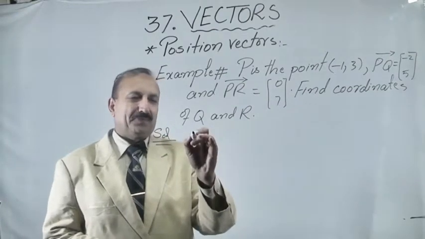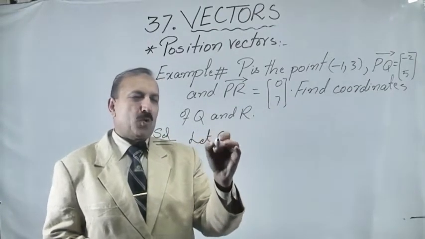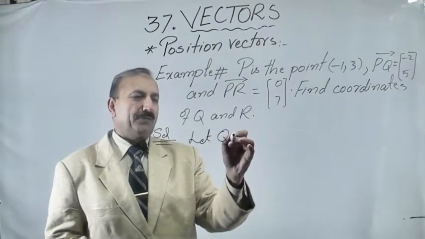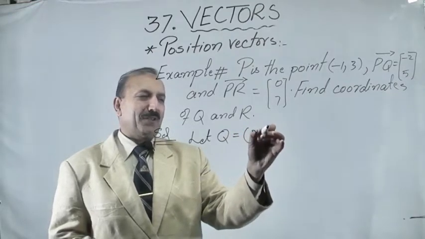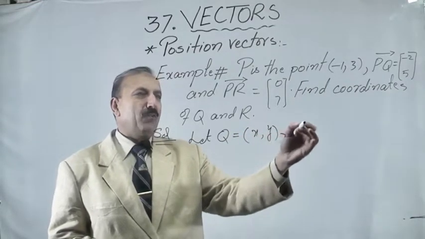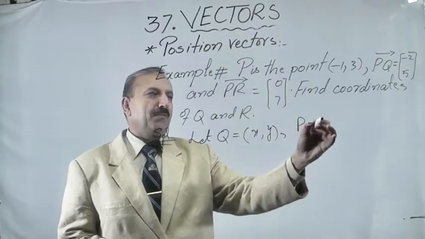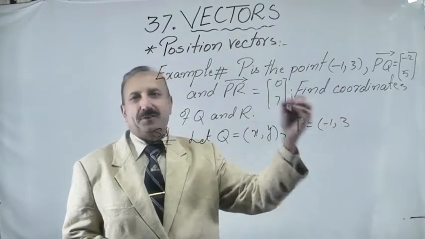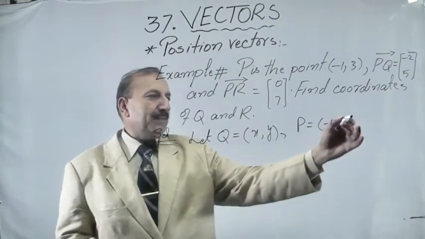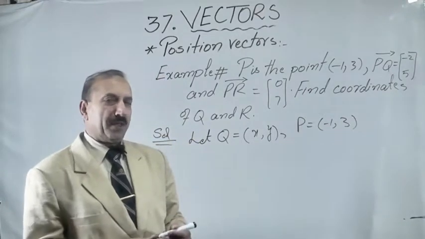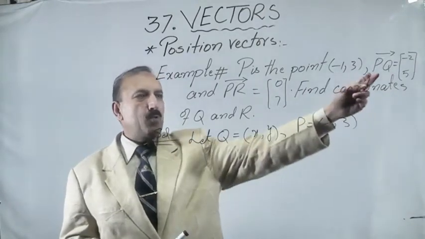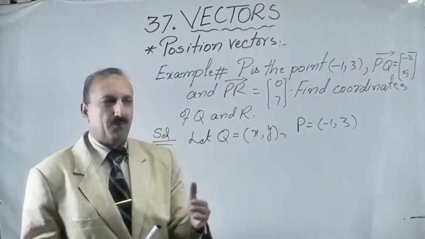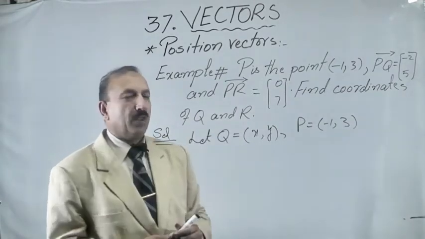Let the coordinates of Q be X and Y, and we have the given point P with coordinates minus 1 and 3, and we can see, my dear, we have the given vectors PQ and PR. We will utilize them for finding the coordinates of these 2 points.